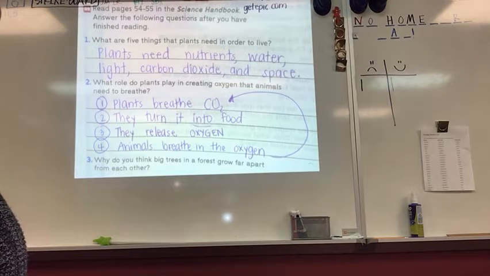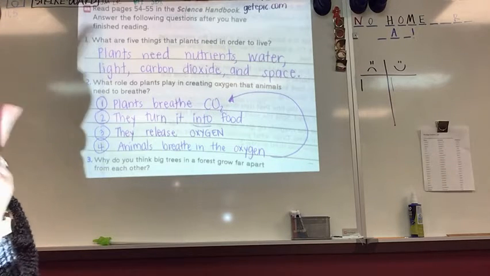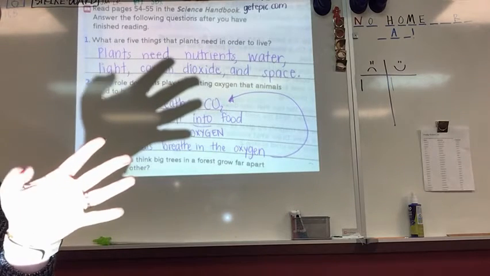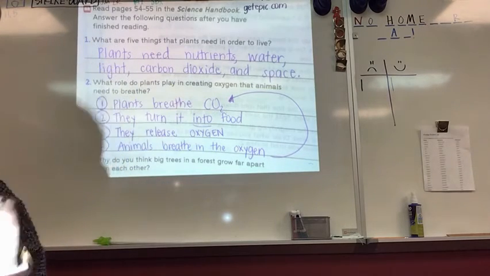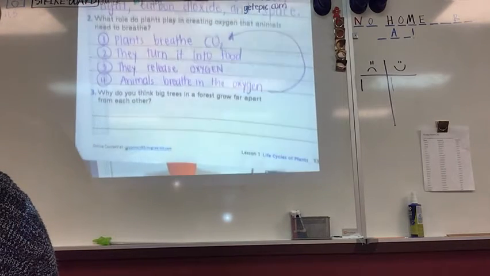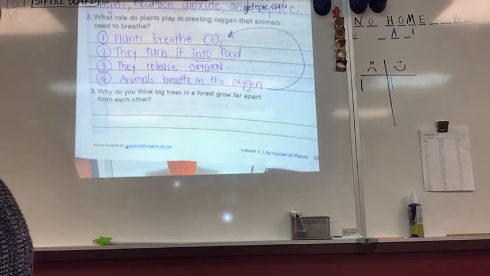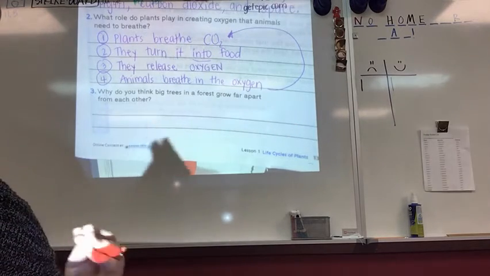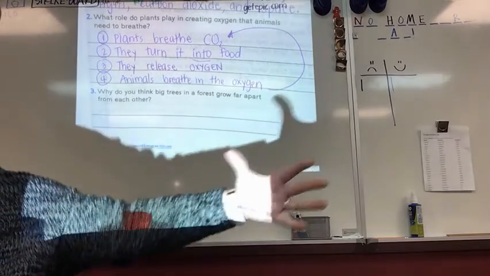Some of you mentioned trees. That leads us to our next question. You told me that plants need nutrients, water, light, carbon dioxide, and space to grow. Number 3 says, why do you think big trees in a forest grow far apart from each other? Those big trees do need to grow far apart. They talked about how grass can grow really close to each other, but big trees are spaced far apart.